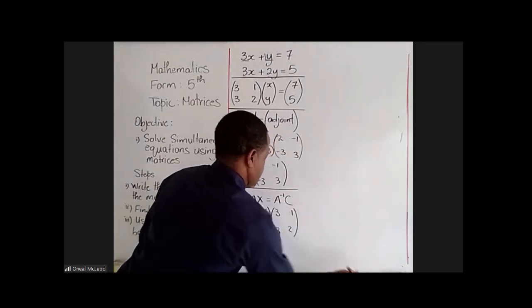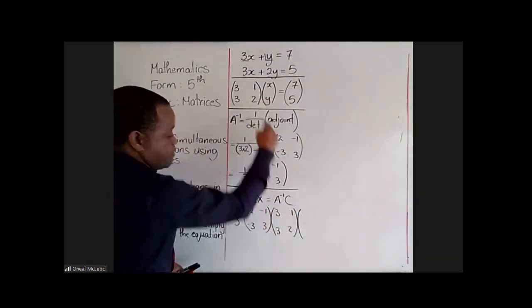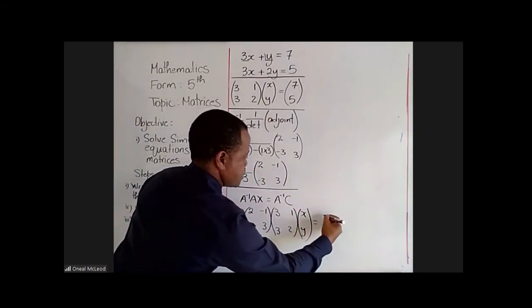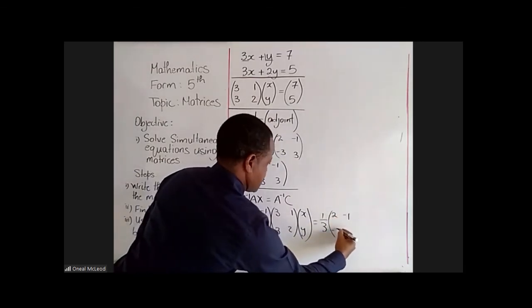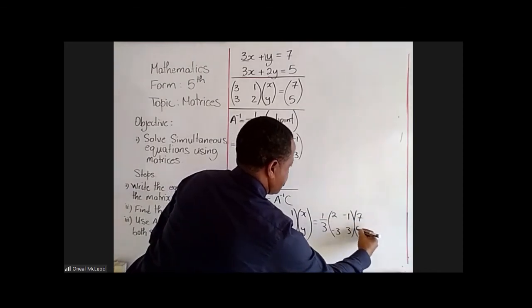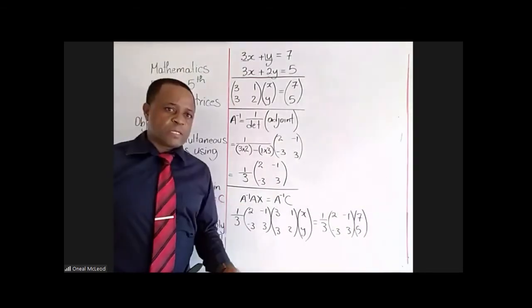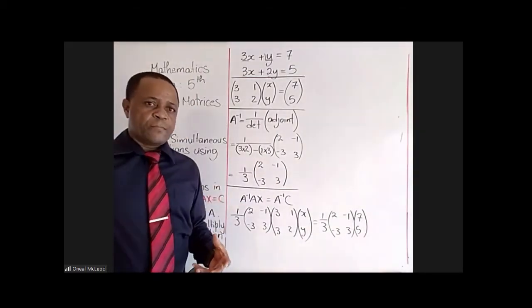Sorry about that. Let's go again. We would end up having x and y equals 1/3 of 2, -1, -3, and 3 times 7 and 5. So that's what we should have. Now let's examine what is happening, because we're working with time.